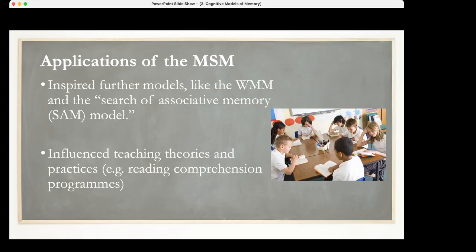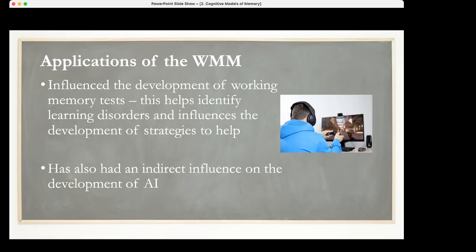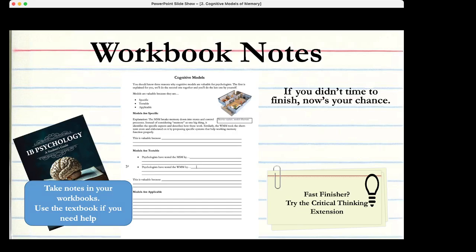Chalk talk, applications of the multi-store model, applications of the working memory model, just in case they didn't get it in their workbooks.